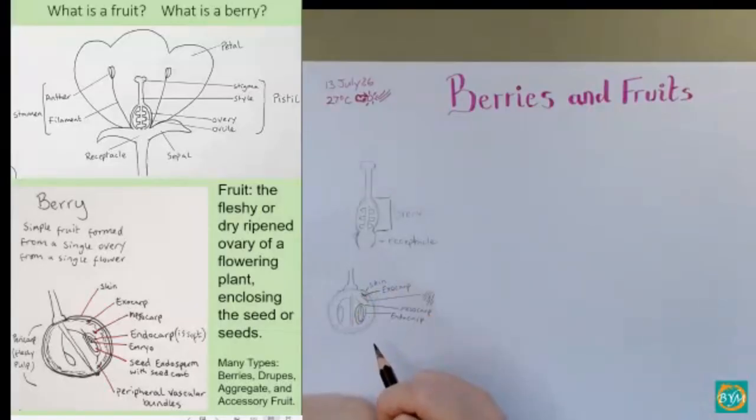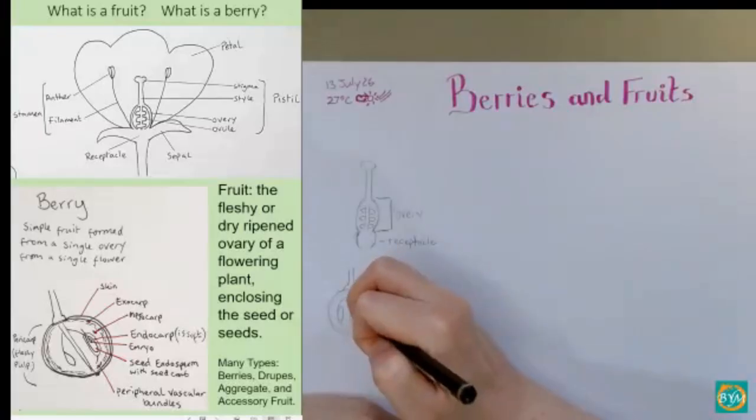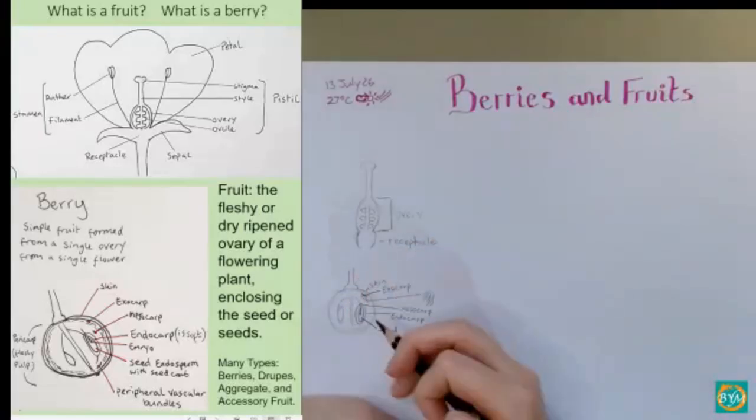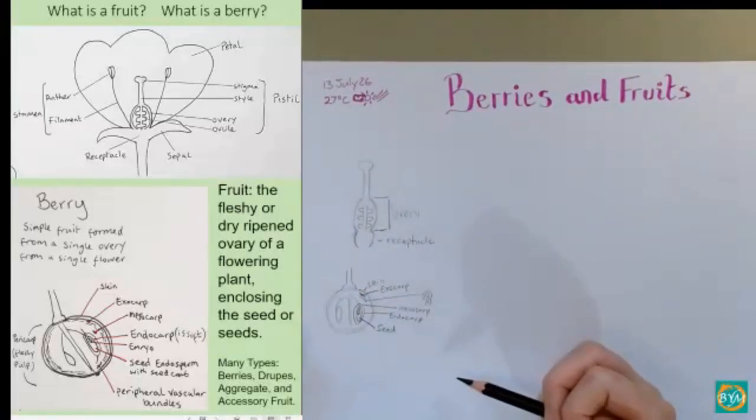Now, inside of there, we have our seed. The seed itself is going to have a skin, and inside the seed, there is going to be a little embryo, which is basically containing all of the information of how to build, grow another plant. So that is our berry.